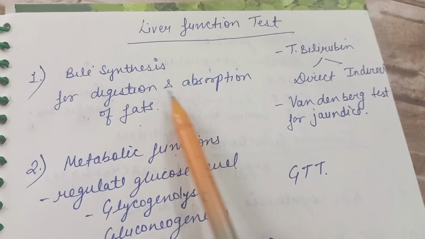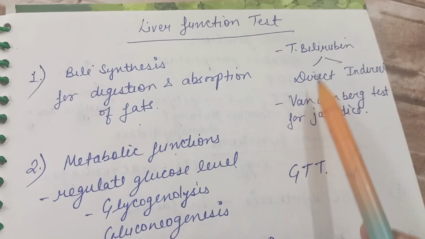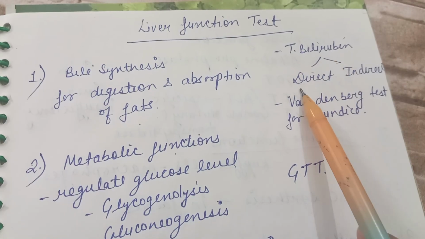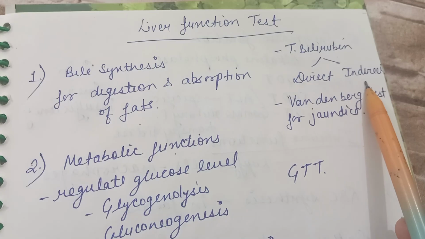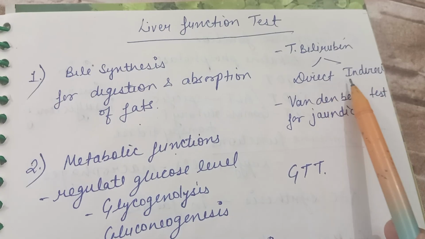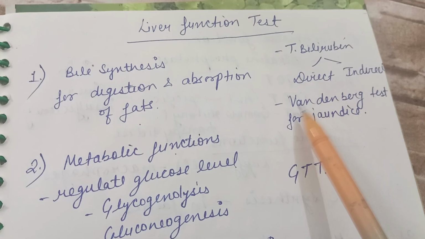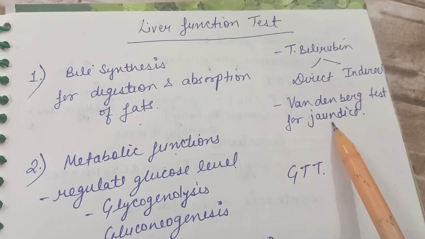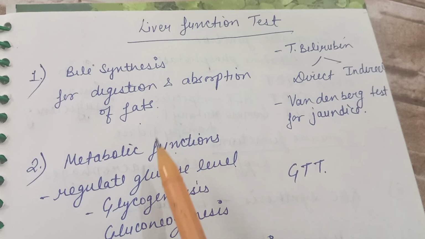Now enterohepatic circulation can be tested using bilirubin. Okay, total bilirubin level and direct and indirect bilirubin to test the conjugated and unconjugated bile salts. Okay, the van den Bergh test can be done to evaluate the cause of jaundice or the type of jaundice.